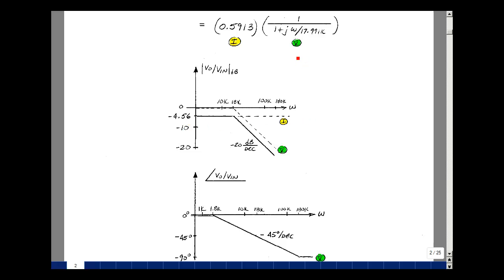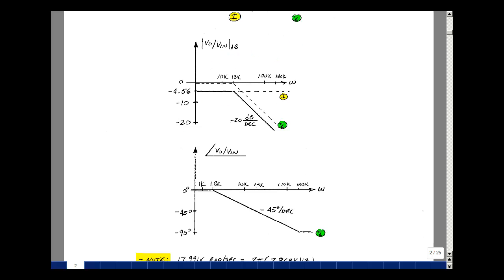And then our form 5 has an omega c at about 18K. So below 18K, I have a slope of 0 dB per decade, and above it, minus 20 dB per decade. So adding these two together is just simply shifting this form 5 down from 0 dB to minus 4.56. The phase angle of the first term is 0. The phase angle of the form 5 then is down 45 degrees at about 18K. Go back a decade to 1.8K, have 0 degrees. Go forward 1 decade to 180K, and we're down to minus 90 degrees.